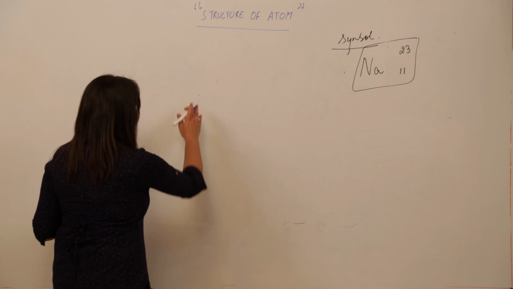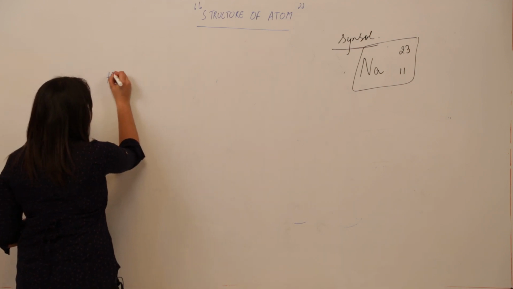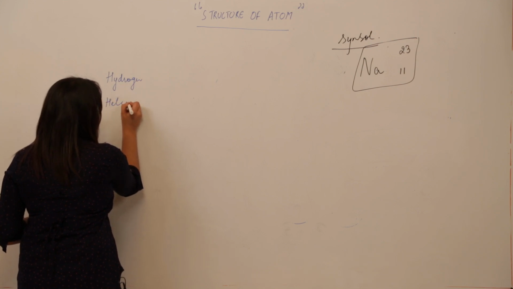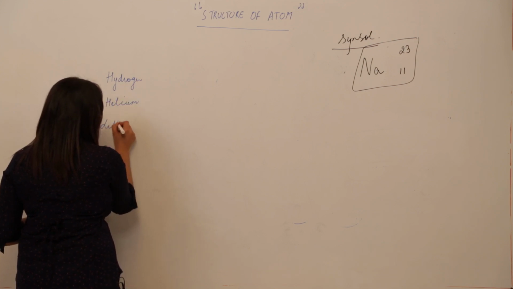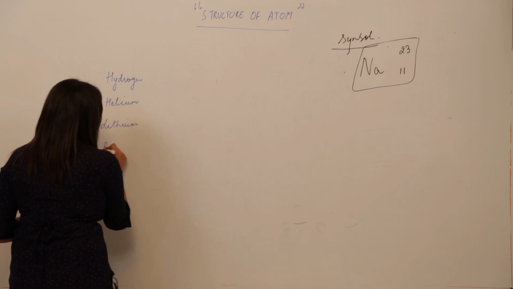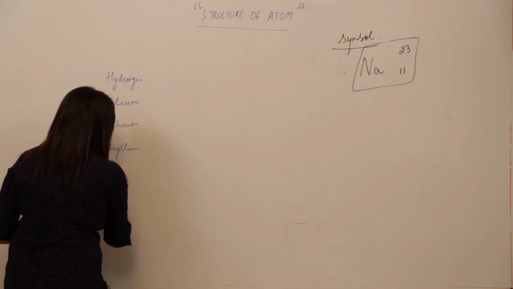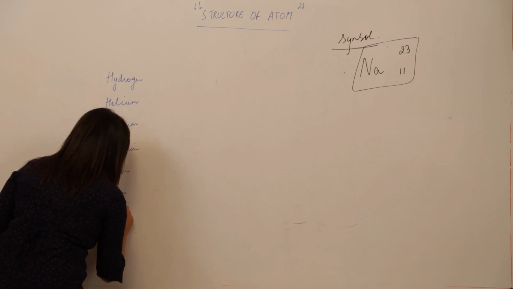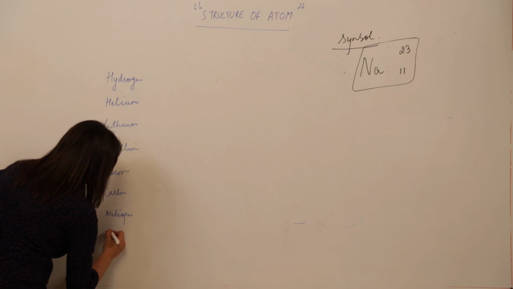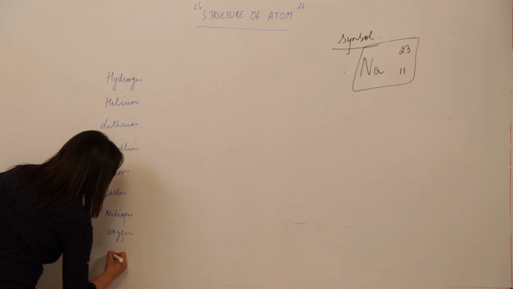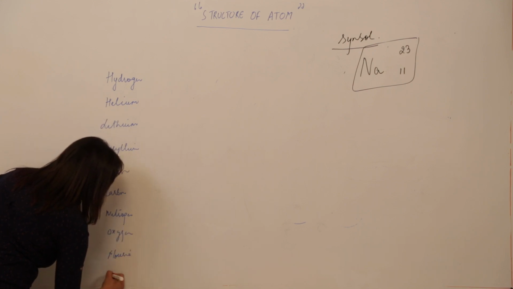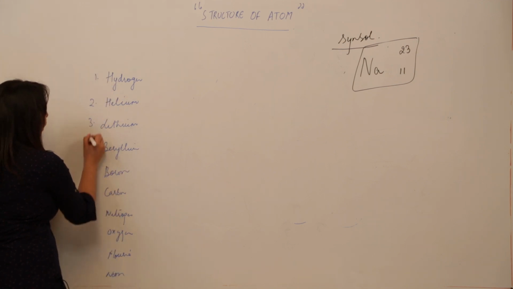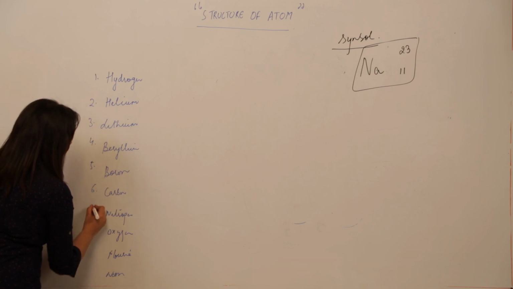So keep in mind. I am listing a few atomic numbers for you that you should be familiar with. That is hydrogen, helium, lithium, beryllium, boron, carbon, nitrogen, oxygen, fluorine and neon. They occur in order, and in the same order they show the atomic number.